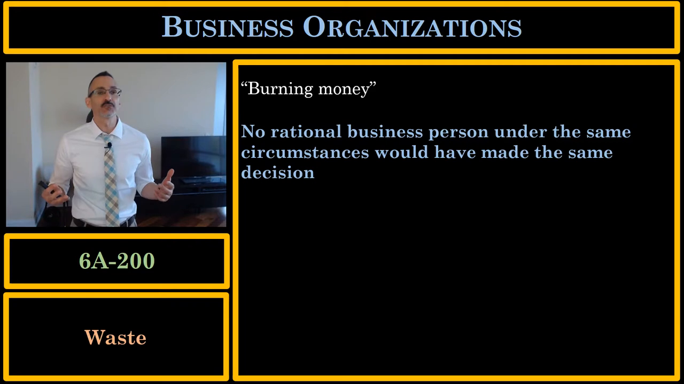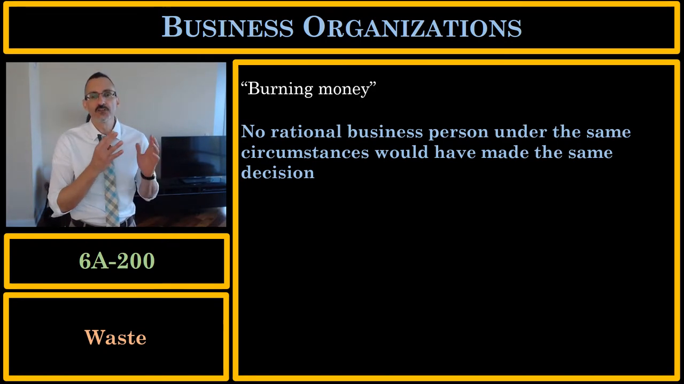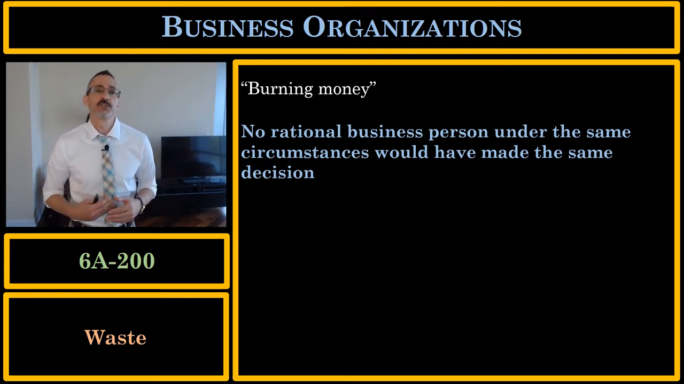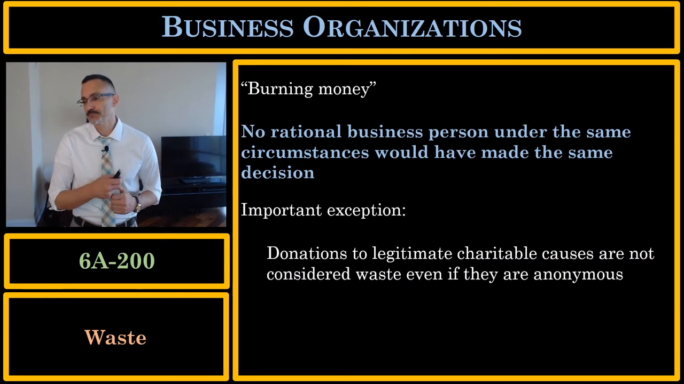So if the board of directors makes a decision or an officer makes a decision, and then one of the shareholders complains that that decision was wasting corporate assets, it looks like a waste. Turned out to be a really bad decision for us. We lost a lot of money. That's waste. And the question is, would no rational person have made this decision? That's a very tough standard for the shareholder plaintiff to meet. It's very protective of the decisions of the directors and the officers.